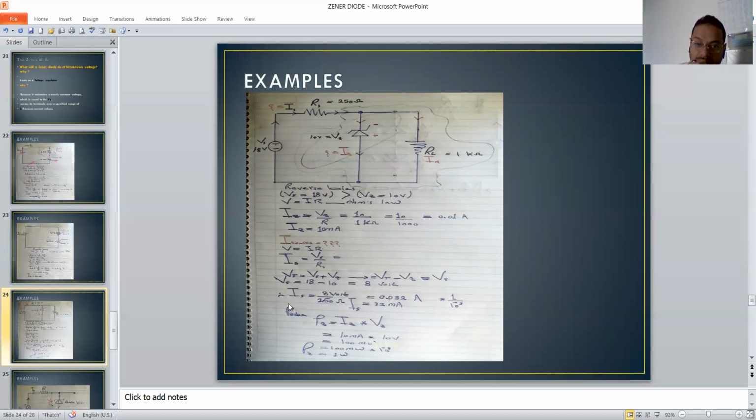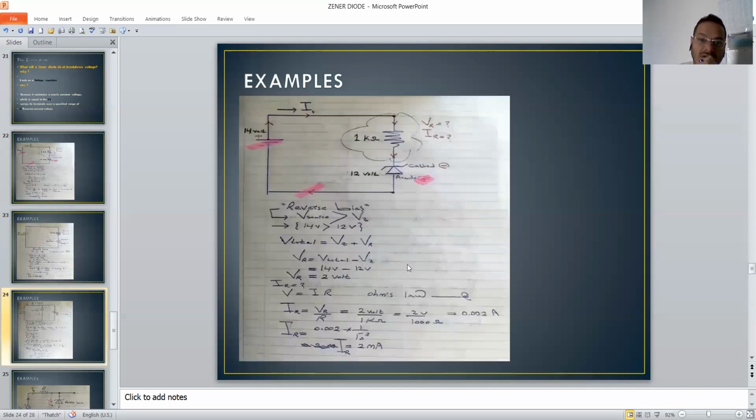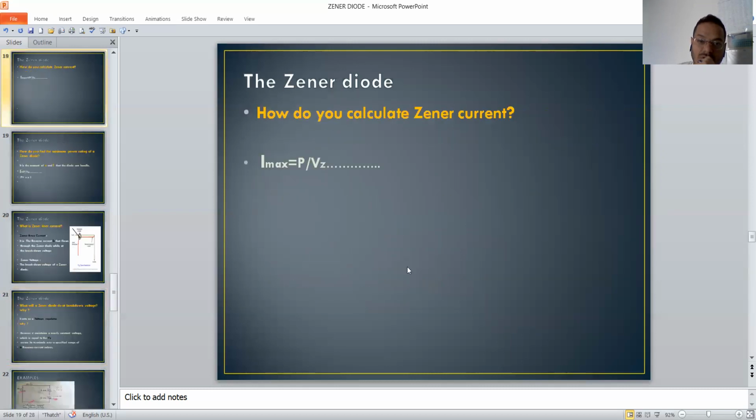By that, IS equals the voltage at the resistance divided by the resistance, 250 ohm, equal 0.032 ampere or 32 milliampere. After that, let's calculate the power. Like I said, it was an important equation.